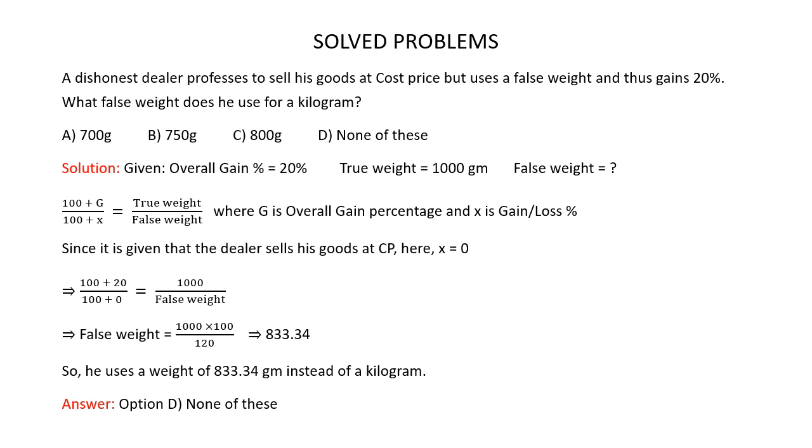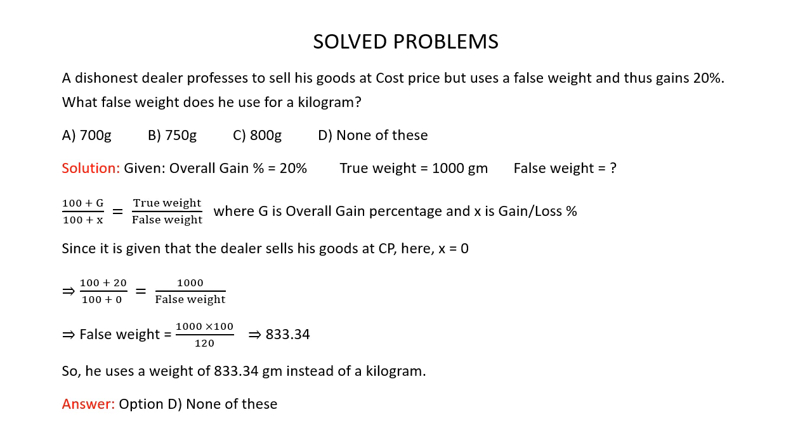Now it's given that the dishonest dealer gains 20% in the transaction. So the overall gain percent is 20%. He uses a weight of 1 kilogram. So true weight is 1 kg, which is nothing but 1000 grams. And we are asked to find what is the false weight.